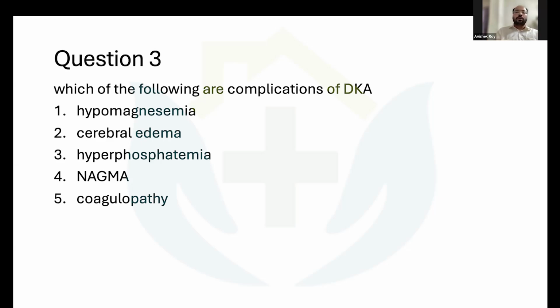Hyperphosphatemia doesn't occur. Hypo occurs. So that one is false. Option 4, normal anion gap acidosis. Yes, it is true, because in the resolving stage with AKI and use of normal saline, it can cause normal anion gap acidosis. Last one is obviously false.